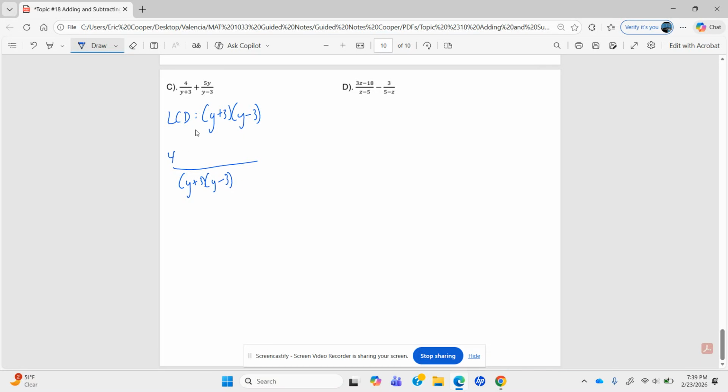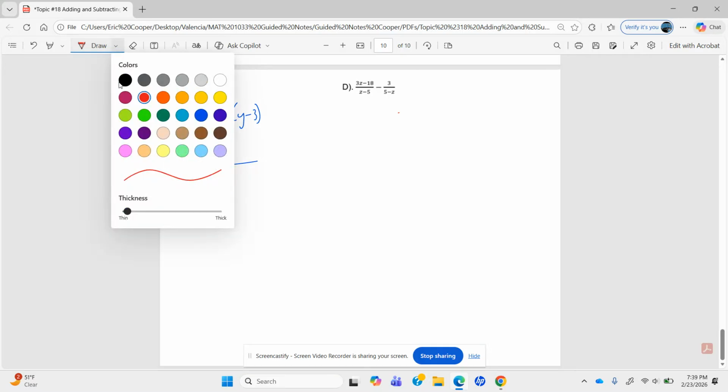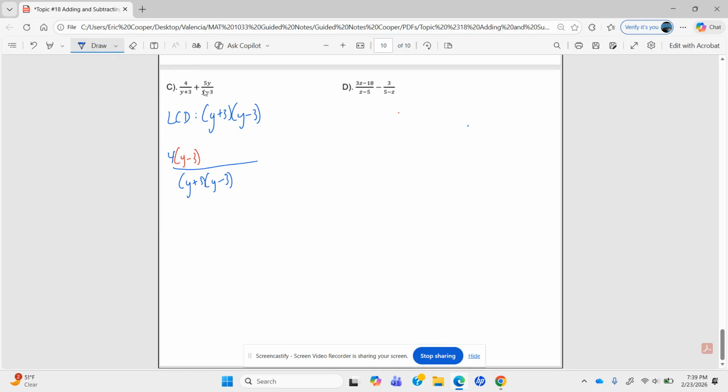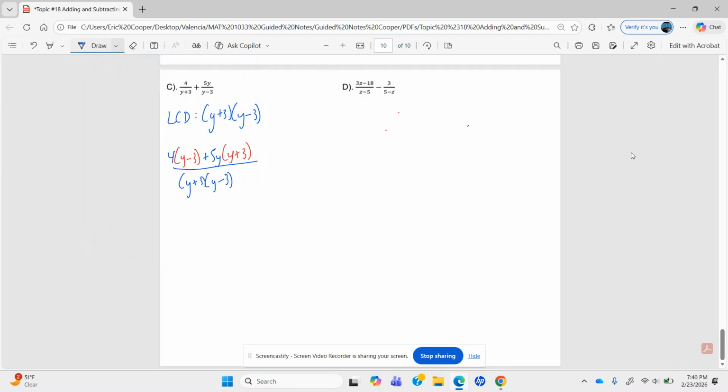We have the 4 here. It had the y plus 3. It's missing the y minus 3. So I need the y minus 3 here when I do that one. Plus 5y. But again, we're going through what this fraction is missing from the LCD. It has the y minus 3. It's missing the y plus 3. So that will be part of my fraction moving forward. Again, the denominators do not change.